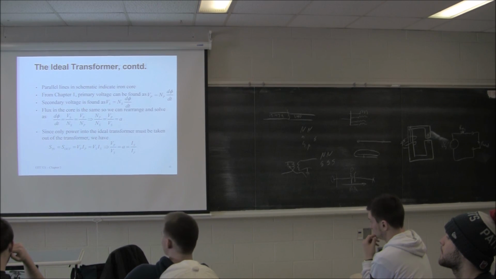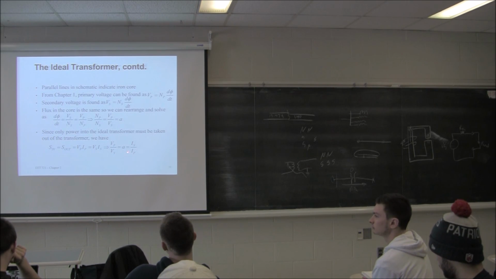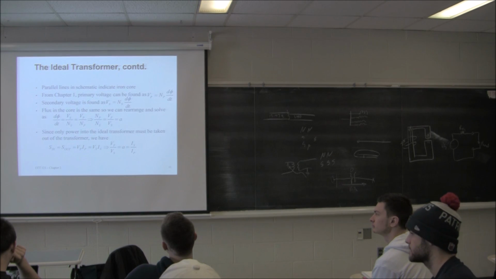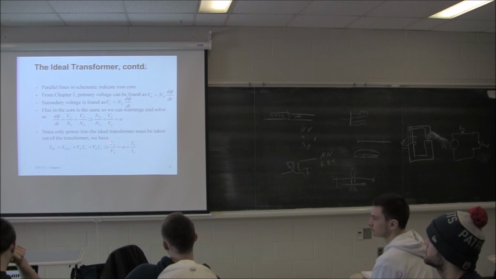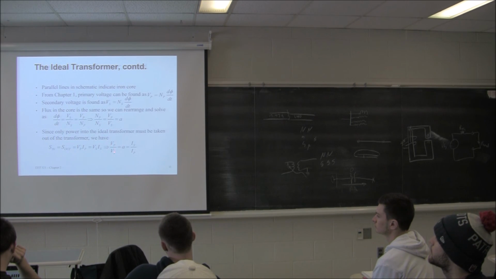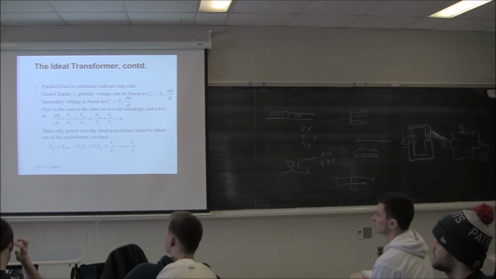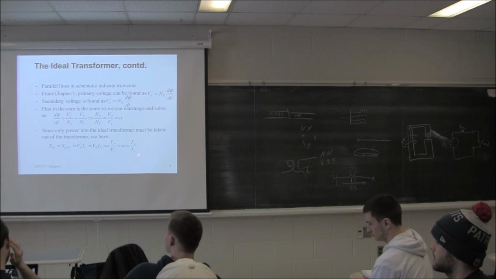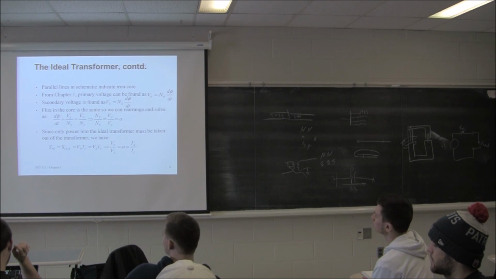Does that make sense? It damn well better, because if Vp over Vs was the same as Ip over Is, would it be constant power? No, it wouldn't, right? Say it's a step-down transformer, we want the voltage to go down, and the only way for the power to be constant is the current goes up, right? So they have to be the inverse of each other, otherwise it wouldn't be a constant power device.